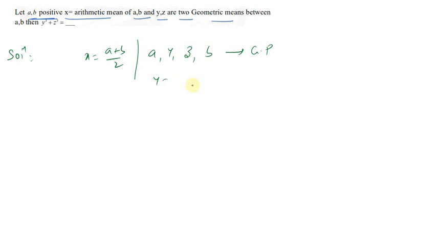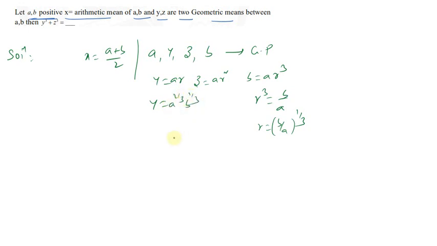So you can expect y equals ar. Why? Because a is the first term and y is the second term, so they are maintaining the common ratio. Let the common ratio be r, and z equals ar square, and b equals ar cube. So that r cube equals b by a, r equals (b by a) whole power 1 by 3. So then y equals a into (b by a) whole power 1 by 3, so that you are getting a power 2 by 3 into b power 1 by 3.